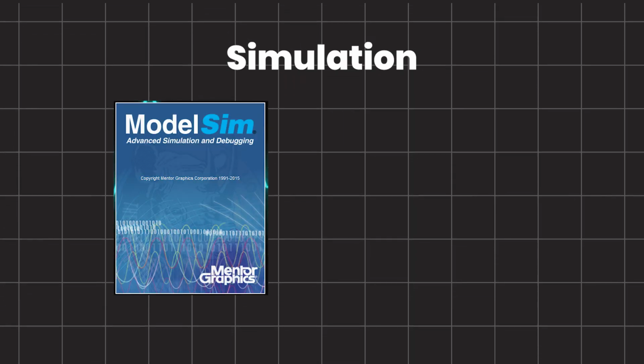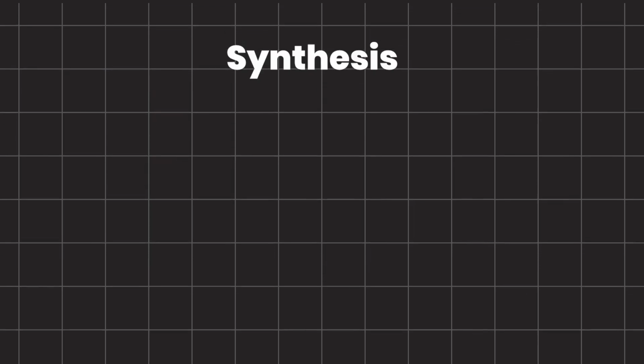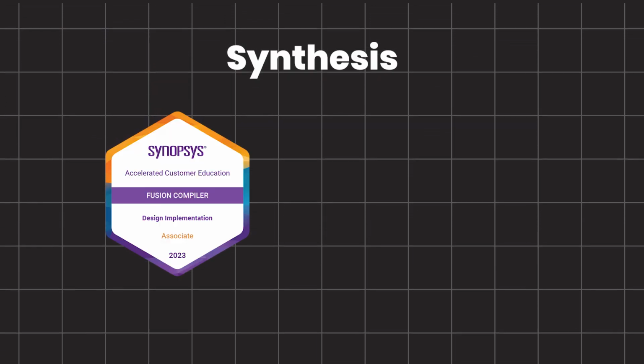Coming to the tools, for simulation you can use either ModelSim or QuestaSim. For synthesis you can use Synopsys Design Compiler or Xilinx Vivado. Other tools are also there for static timing analysis and power management, but I think for freshers, the simulation and synthesis part is more than sufficient. So focus on these tools.